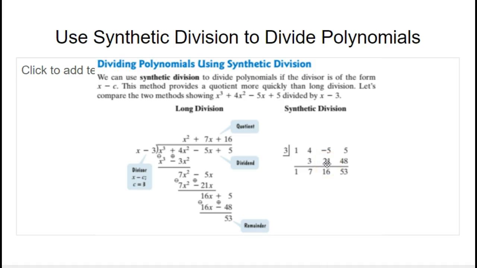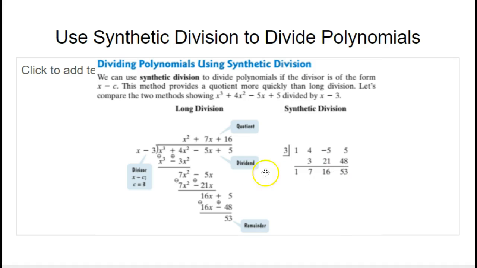So it's just a series of multiplying and adding. When we add those, we get 16. Now you take the 16 and multiply by 3. You get 48. When you add the 5 and the 48, you get 53. The last number when you're doing synthetic division is always the remainder. So you can see the long division done over here. The 53 is the remainder.